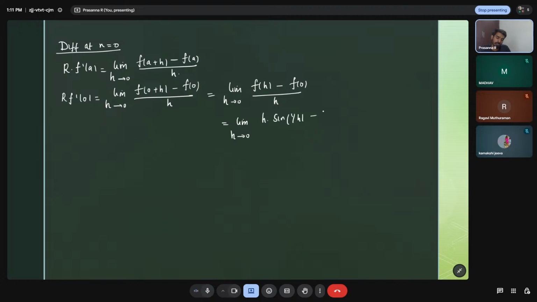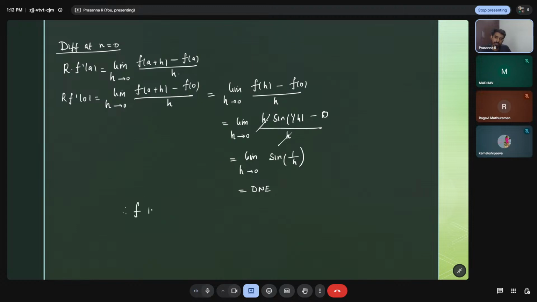f of 0 is 0, divided by h. So this is the limit as h tends to 0 of sine 1 by h, which does not exist because we have only sine 1 by h here. This will get cancelled. So your R of f dash of 0 itself does not exist. There is no need to find L of f dash of a. Both should exist and both should be finite. Then only it is differentiable at a.